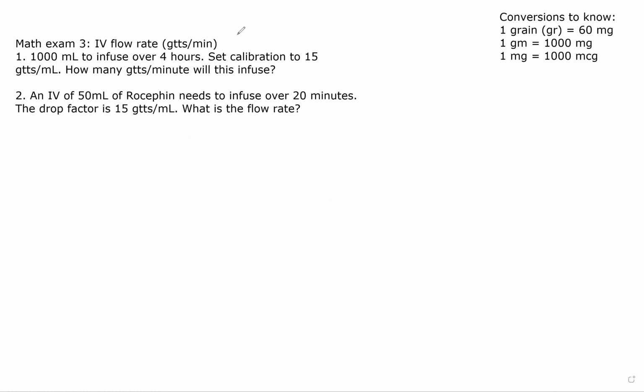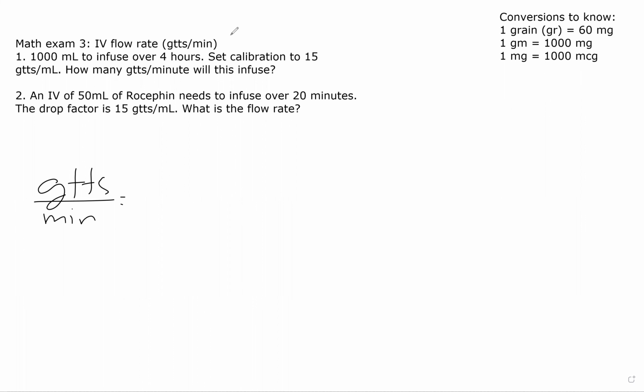Okay, so again, we'll be solving for drops per minute. Number 2 says an IV of 50 milliliters of Rocephin needs to be infused over 20 minutes. The drop factor is 15 drops per milliliter. What is the flow rate? So if ever it just says what is the flow rate rather than how many drops per minute, flow rate is always drops per minute.